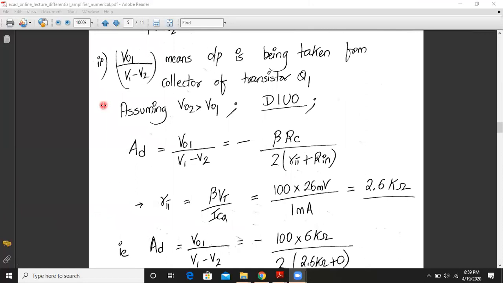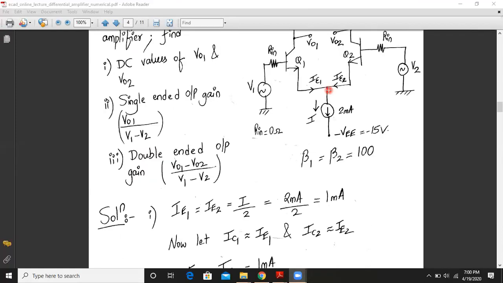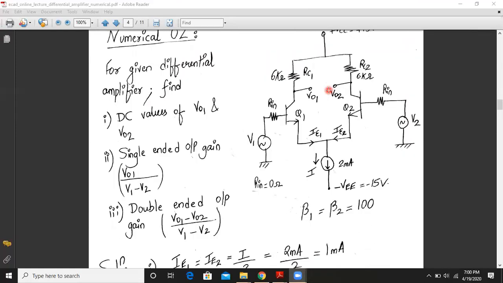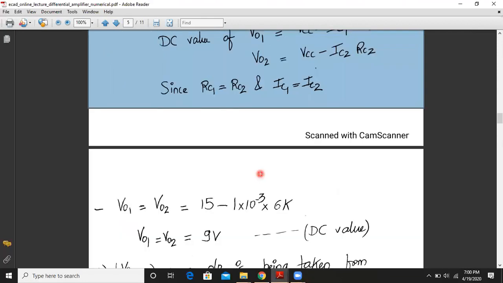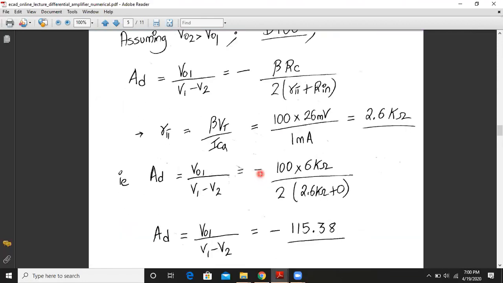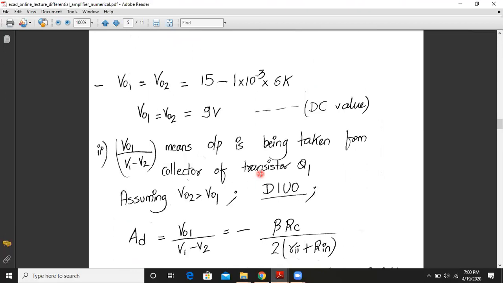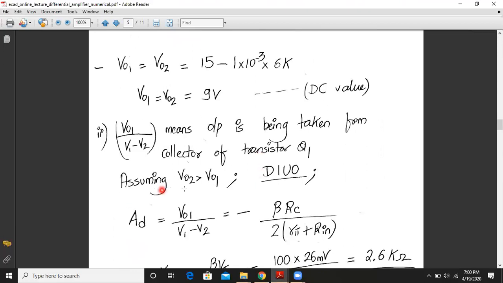Now they are asking us VO1 upon V1 minus V2. That means output is being taken from the collector of transistor 1, that is, the output voltage across collector 1 with respect to both the inputs. So that is nothing but your DI-UO configuration. So let us come back. Again we are assuming that the output voltage VO2 is greater than VO1, and it is a DI-UO configuration.